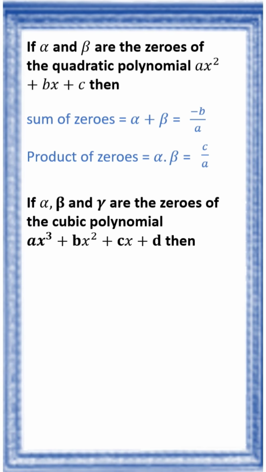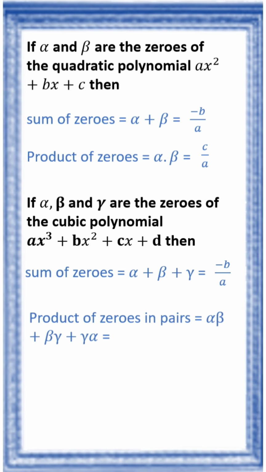If alpha, beta and gamma are the zeros of the cubic polynomial ax cube plus bx square plus cx plus d, then the sum of zeros, alpha plus beta plus gamma, is equal to negative of b by a. Even the product of zeros in pairs, alpha into beta plus beta into gamma plus gamma into alpha, is equal to c by a.